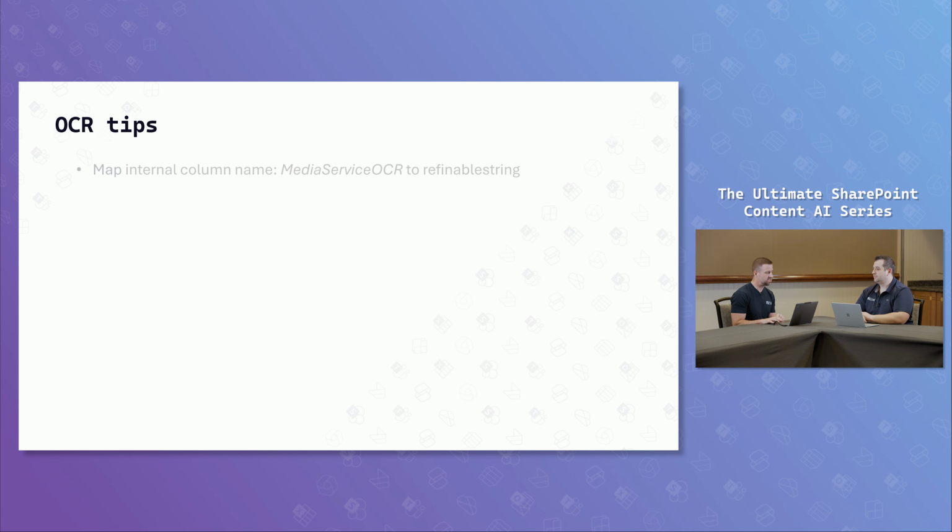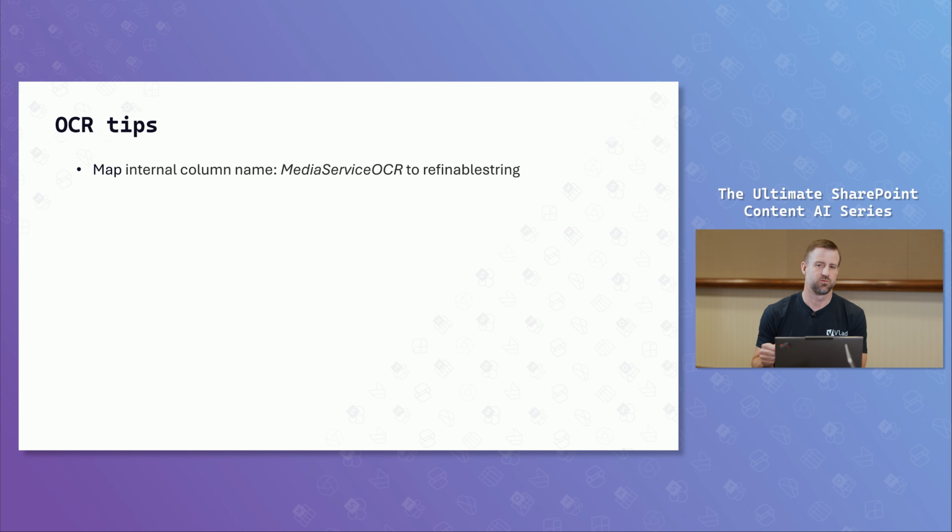The tips that you need to know about that: if you do want to work in any more advanced searching around OCR, the internal name of that extracted text column is actually called the media service OCR value. So if you're working with, let's say, the PnP search web part or your own search solutions, you will need to map that to a refinable string to make that available to you in your own applications. That's what's not called extracted text.